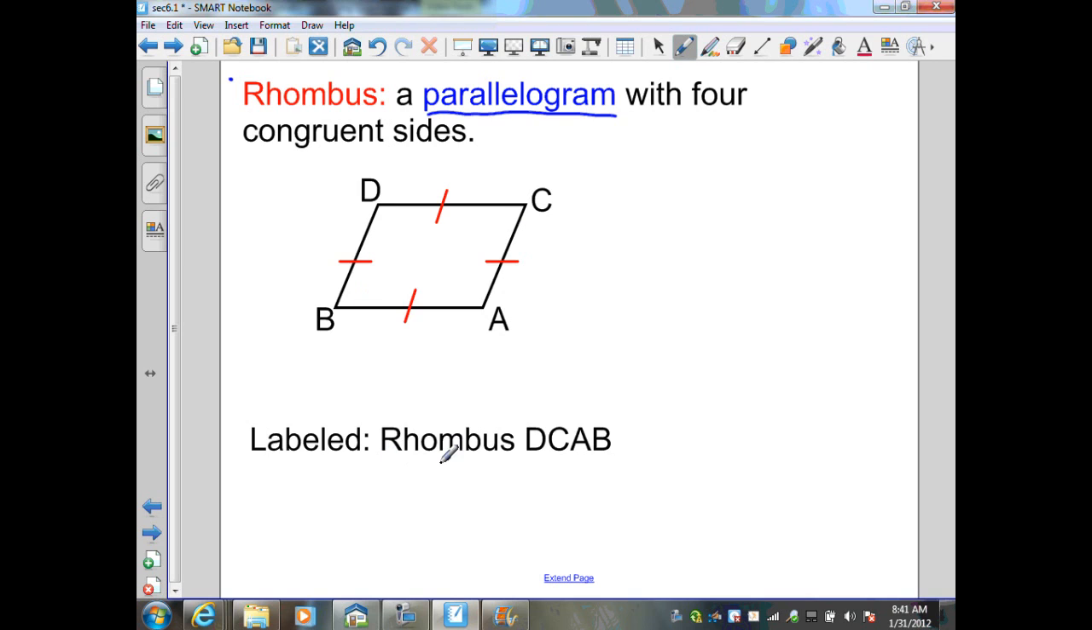It is labeled as rhombus DCAB. Again, I can start with any vertex and go clockwise or counterclockwise. I can't go across the rhombus to label the rhombus.